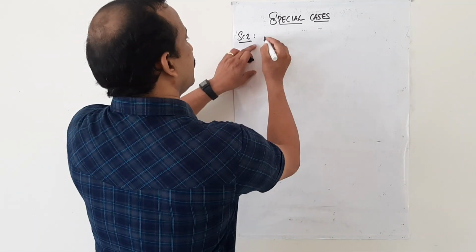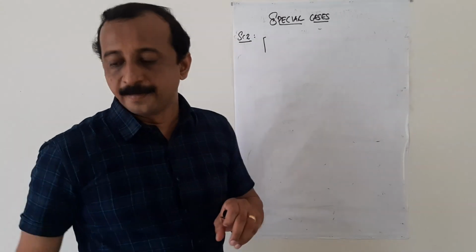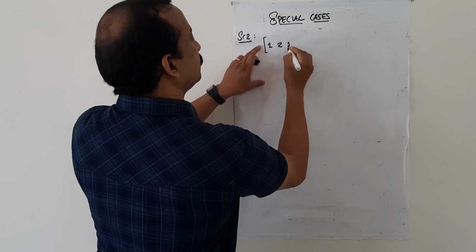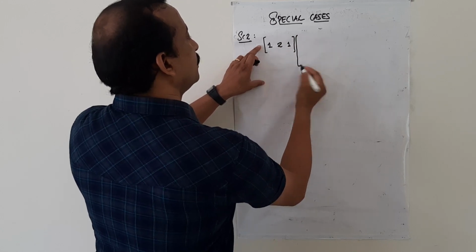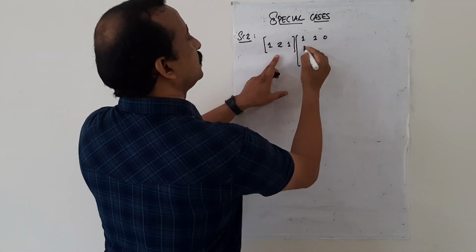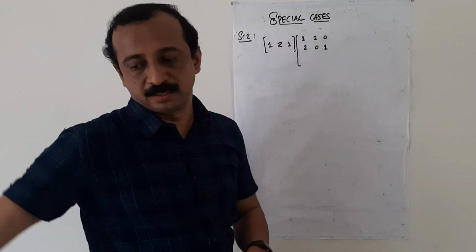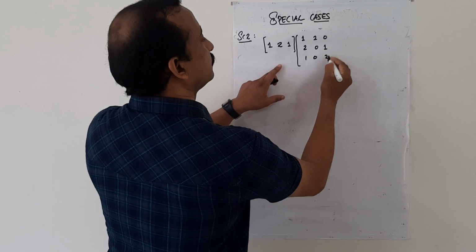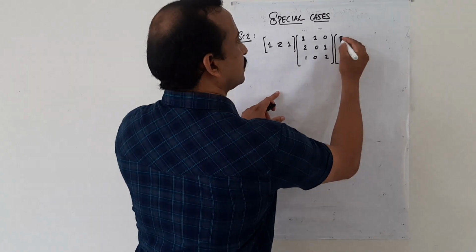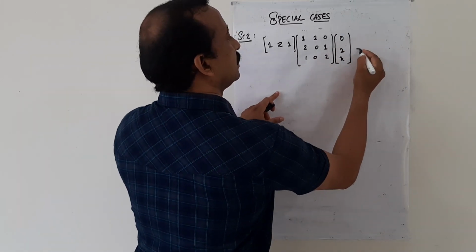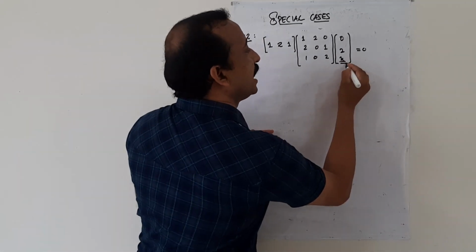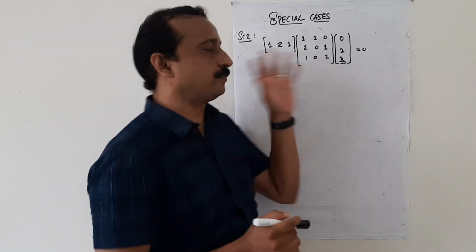Our next question is solve: the matrix [1 2 1] into the matrix with rows 1 2 0, 2 0 1, and third row 1 0 2, into the column matrix 0, 2, x, equal to 0. Okay, solve. That means we find the value of x. We find the value of x.